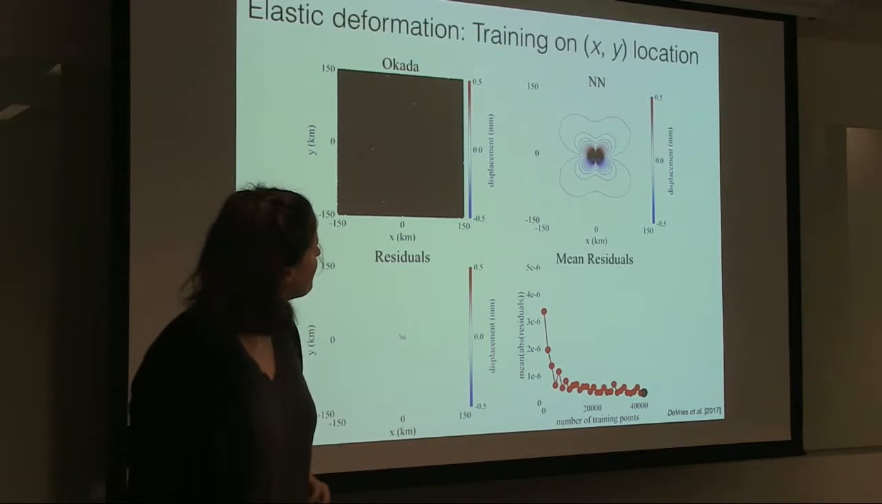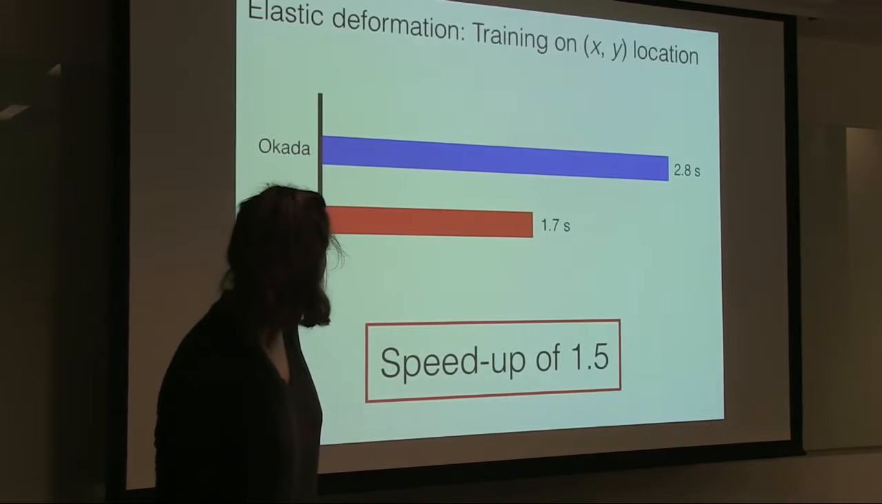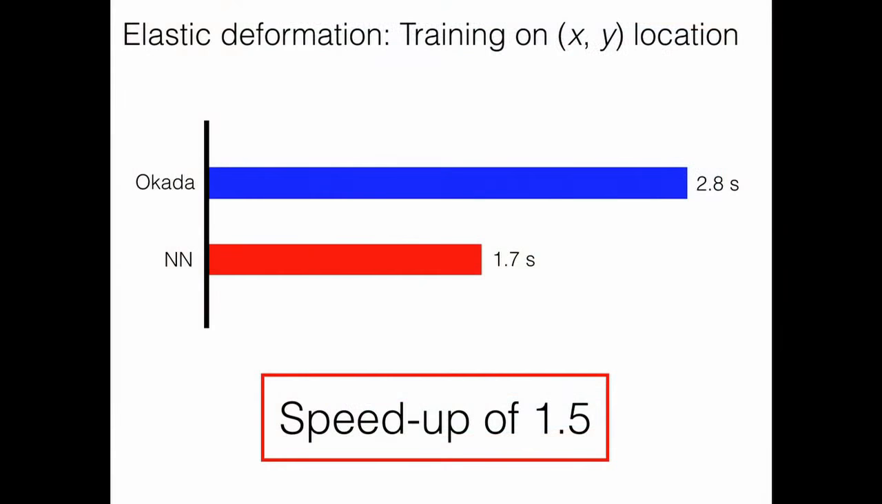What's sort of neat about this is when you compare the amount of time it took to produce these two solutions, the original Okada calculation takes about 2.8 seconds compared to the neural network. Once trained, the neural network can closely approximate that same output in 1.7 seconds, which is a speed up of 1.5, which is not all that great in the scheme of things.